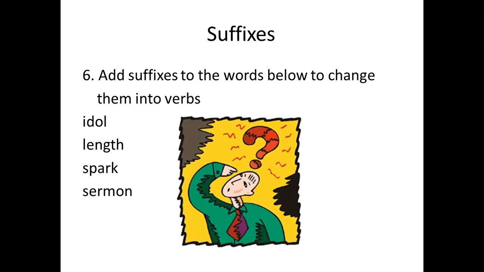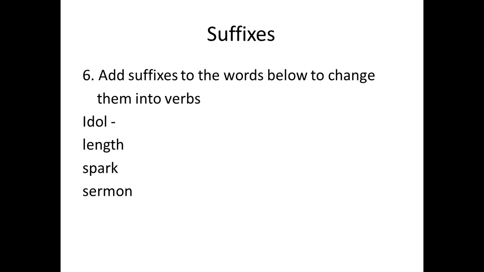Now, before I change these words into verbs by adding something on the end, I need to ask myself what part of speech they are. So what part of speech is idle as it looks now? So let's have a look. An idol is a thing, something you can look up to, or something you can touch, or something you can admire, so it's a noun.